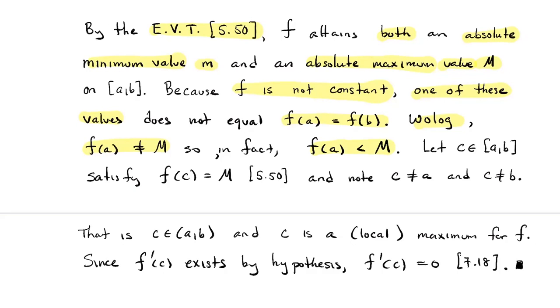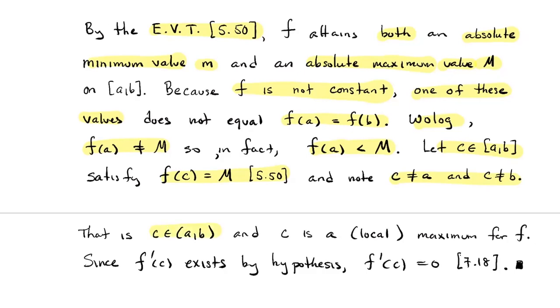The extreme value theorem says that there's some point in our interval that achieves that maximum. There's some c where f of c equals M. And in fact, c can't be a or b, because we just said that we're assuming that M, that is f of c, is bigger than f of a. f of a is equal to f of b. So this c is actually an interior point.